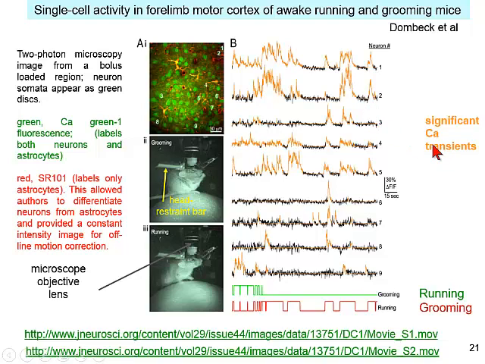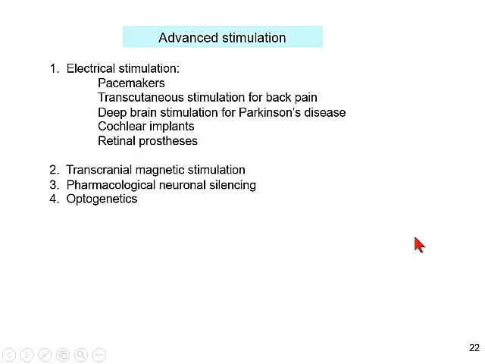They are significant in the sense that they really do correlate with electrical activity. When a mouse is running, the neuron that's monitored has a certain pattern of activity. When it's grooming, it has another pattern of activity. So we can make correlations between behavior and the activity of single neurons while an animal is doing important behaviors.